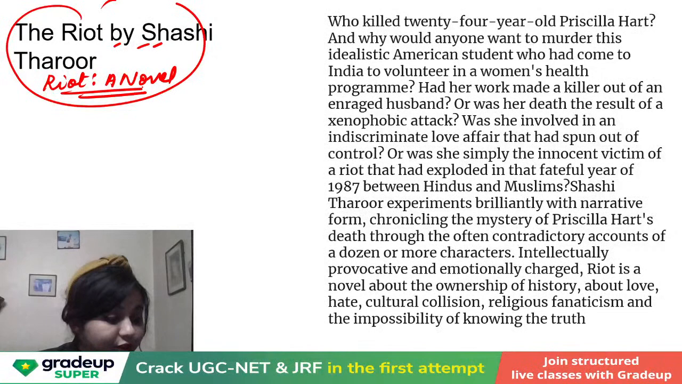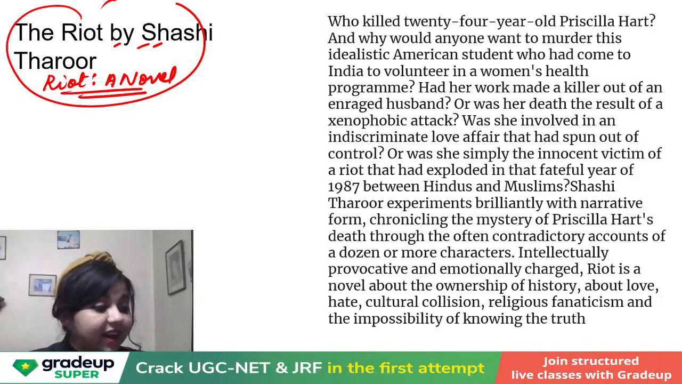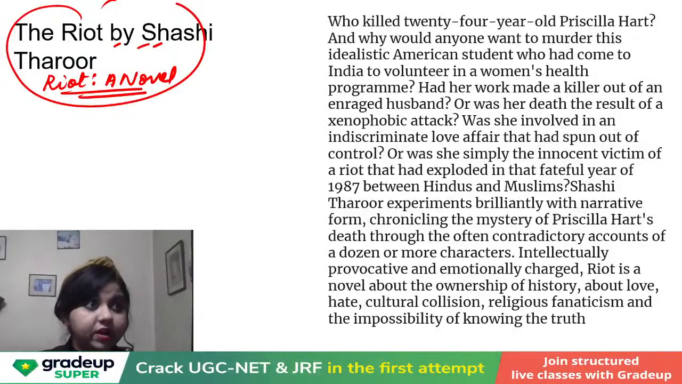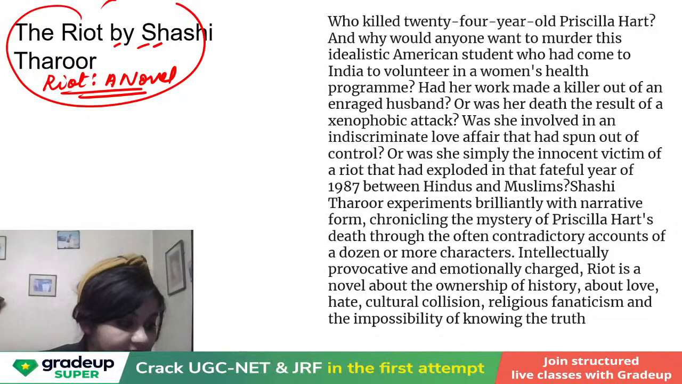Right? And when we are talking about The Riot, what is it basically trying to discuss? Is it trying to literally come to terms with the riot? No. Here we are actually talking about how Shashi Tharoor is taking a look at various important aspects taking place across it, and certain things that we often ignore. So these are important aspects.